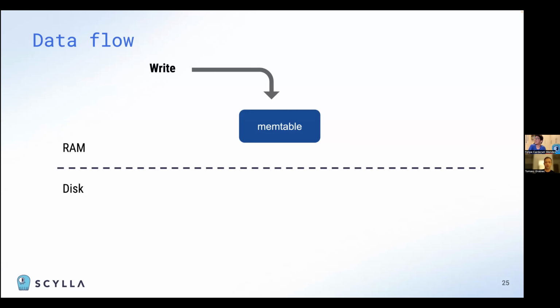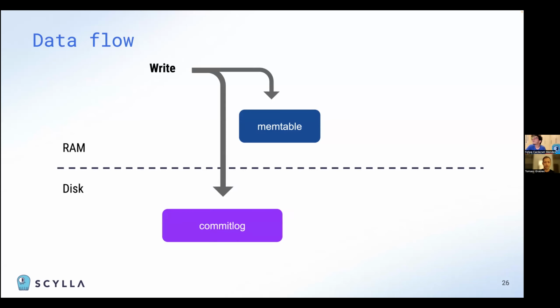When there is a write to the database on the replica side, it first lands into a data structure, which is called memtable, and this data structure lives in RAM. And of course, we also write it to the commit log for durability, but this is not relevant for this talk.